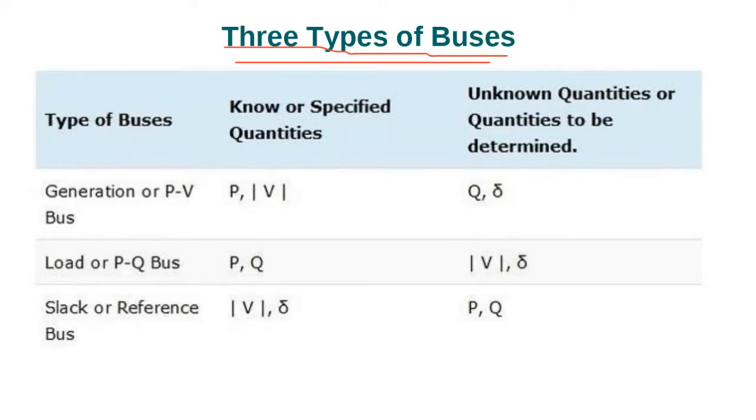We use them: the generation bus, or we call it PV bus, or constant voltage bus. Of course we must have a generation, because we need to specify the voltage and the power. It's called the generation bus: voltage and power. So we call it constant voltage. They set it. And then we have the load buses, or we call them PQ bus.